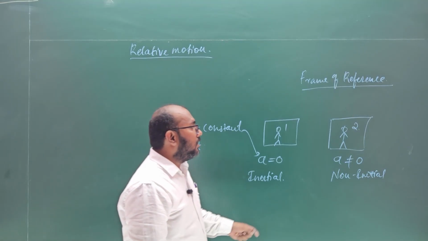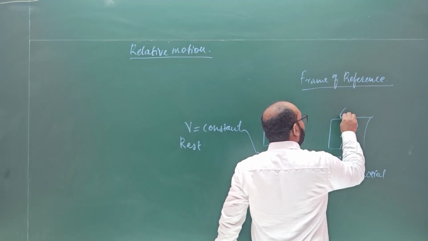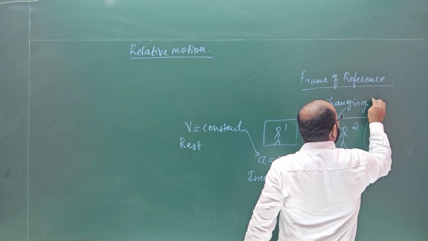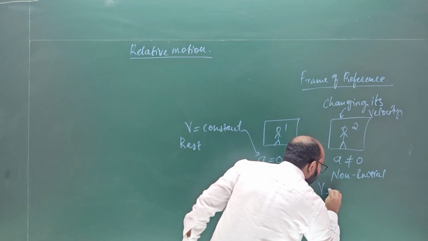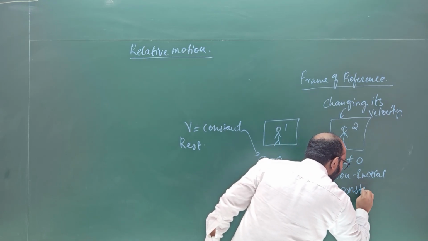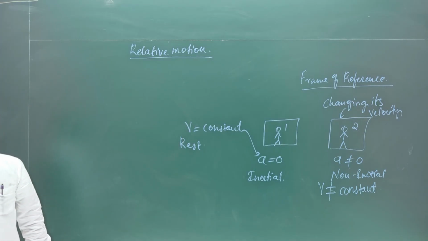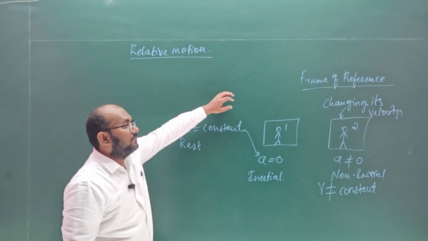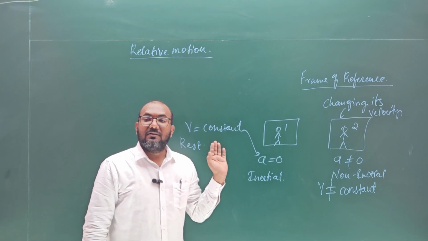Over here, A should not be equal to 0. That means, can I say that this frame must and should be changing its velocity? So, can I also say that V should not be constant here? If V is not constant, then A is not equal to 0. Yes or no? So these are the two general classifications of frame of reference. One is inertial frame of reference. The other is non-inertial frame of reference.